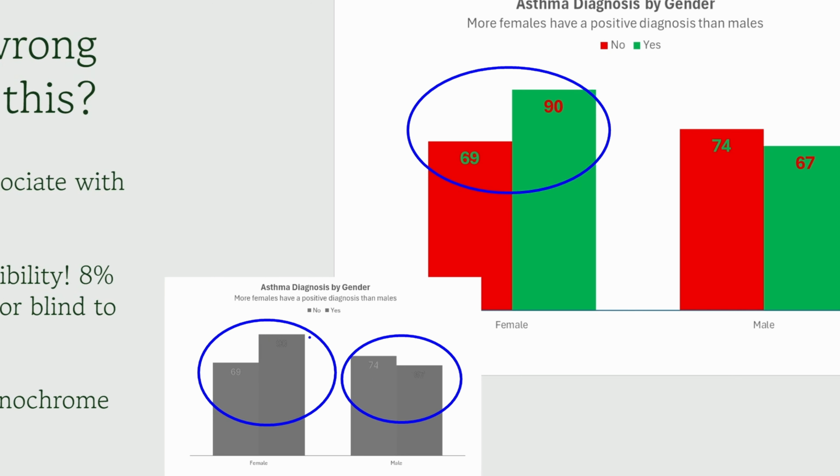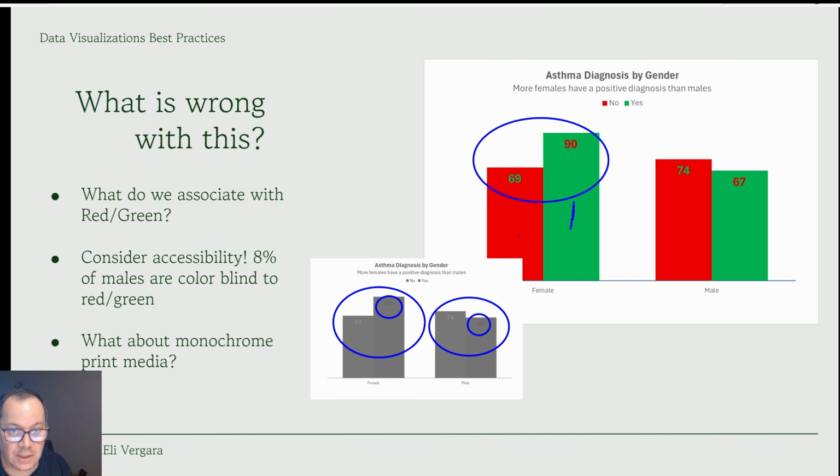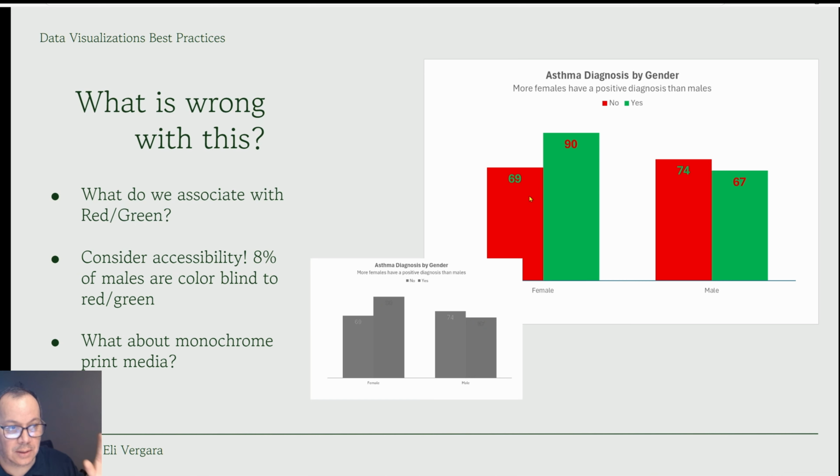When this prints, you can't tell which one is no and which one is yes. And you can't even see the labels inside this. Why? Because the level of brightness inside this green and this red is the exact same, even though the color hue is different. So you need to be aware of some of these things with every data visualization that you create.